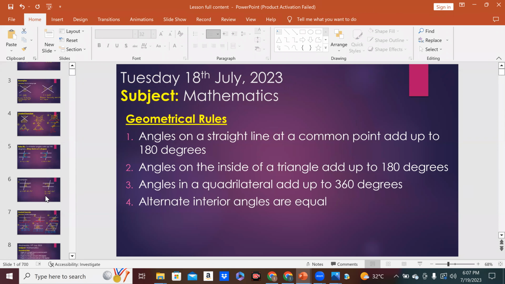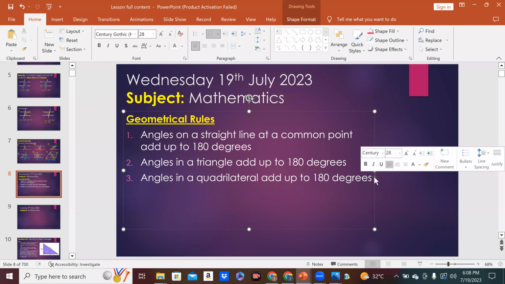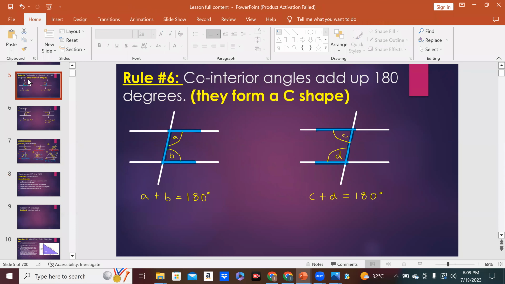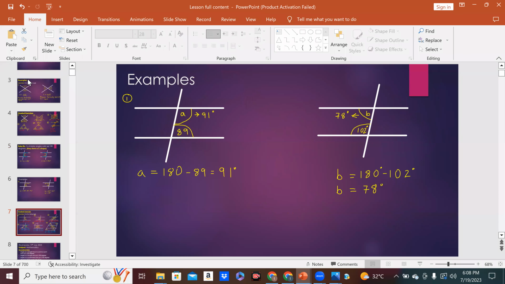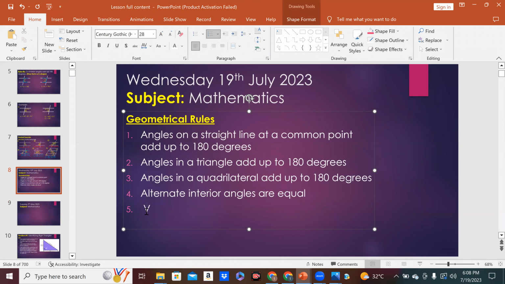The fourth one dealt with alternate interior angles. And we know that alternate interior angles are equal. That's the one with the Z. Yesterday we looked at two of them, number 5 and number 6. Number 6 was co-interior, and number 5 was vertically opposite. So number 5 is that vertically opposite angles are equal.